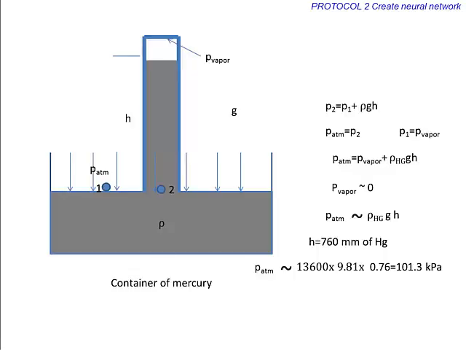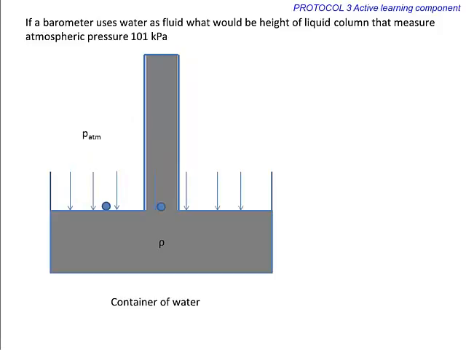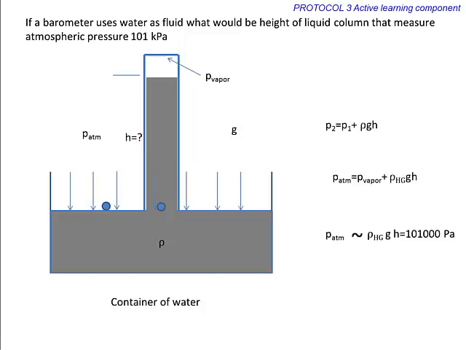Now imagine that such a barometer uses water as fluid instead of mercury. What would be the height of the water column that corresponds to the atmospheric pressure of 101 kPa? Using the equation P equals ρgh, we can calculate the height as 10.3 meters of water. Since such a device is not practical, a heavy fluid such as mercury is normally used as barometric fluid.